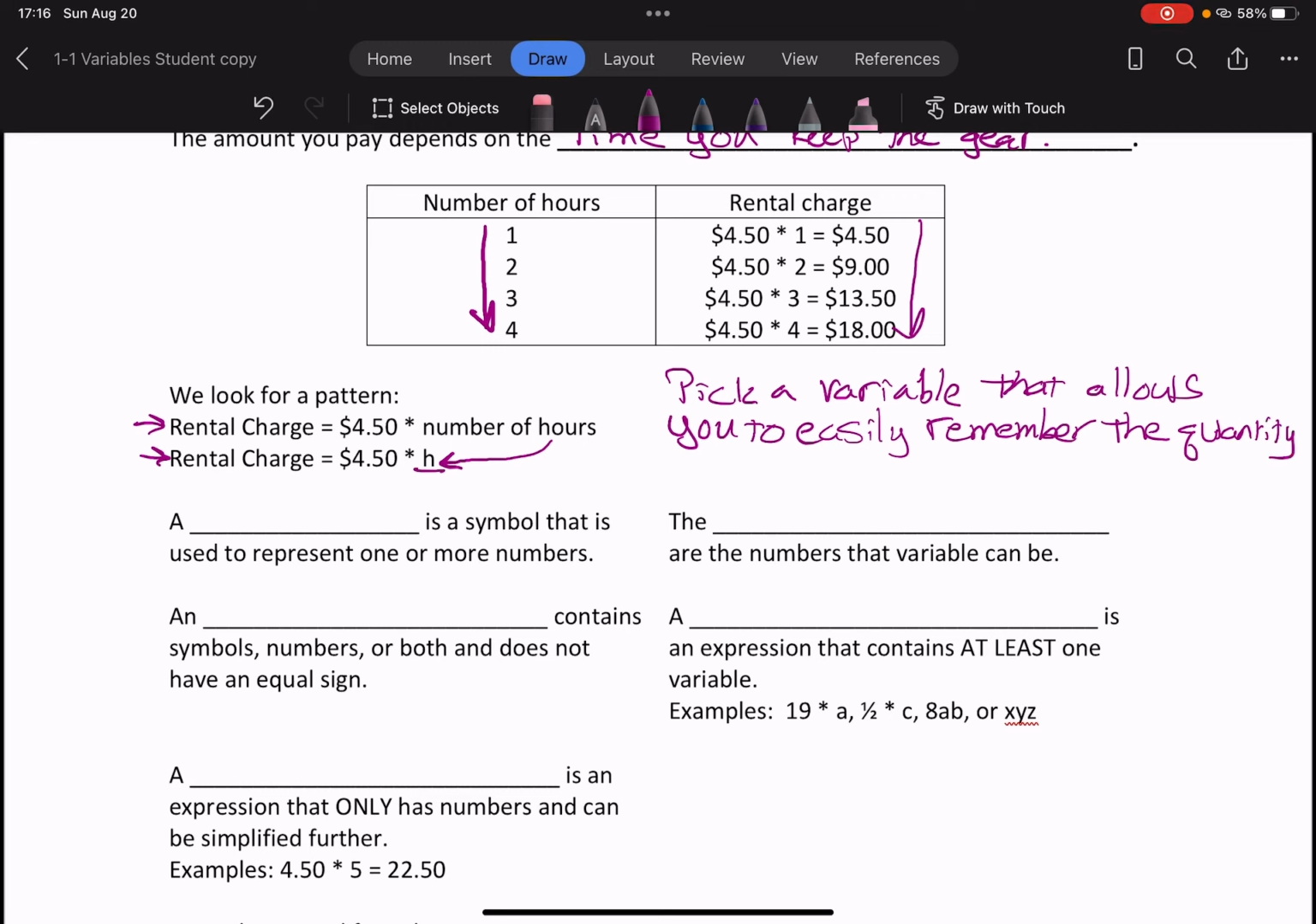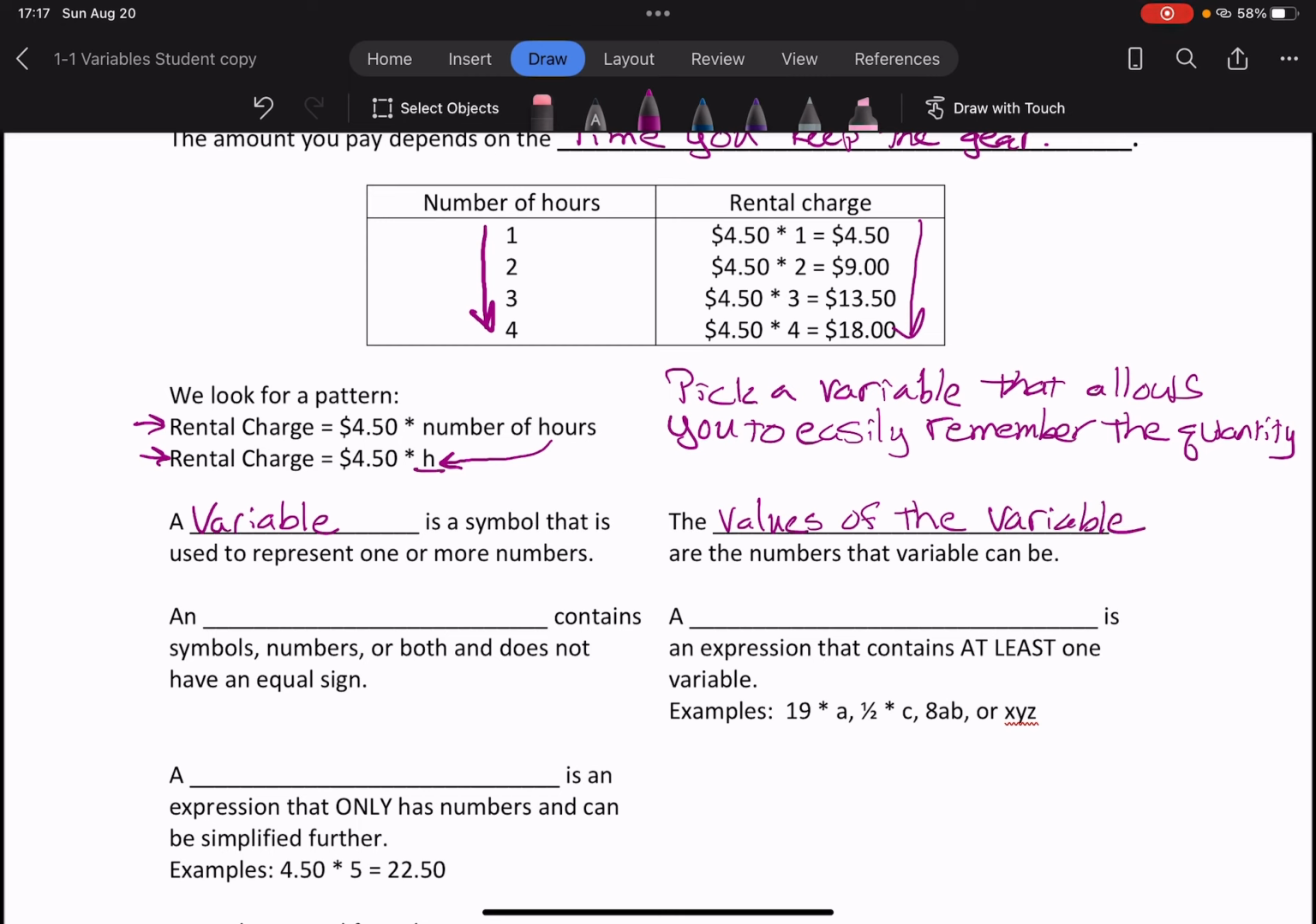So let's look at some definitions. A variable is a symbol that is used to represent one or more numbers. So a variable is one of these things that takes the place of a number. The values of the variable are all the numbers that it can be.